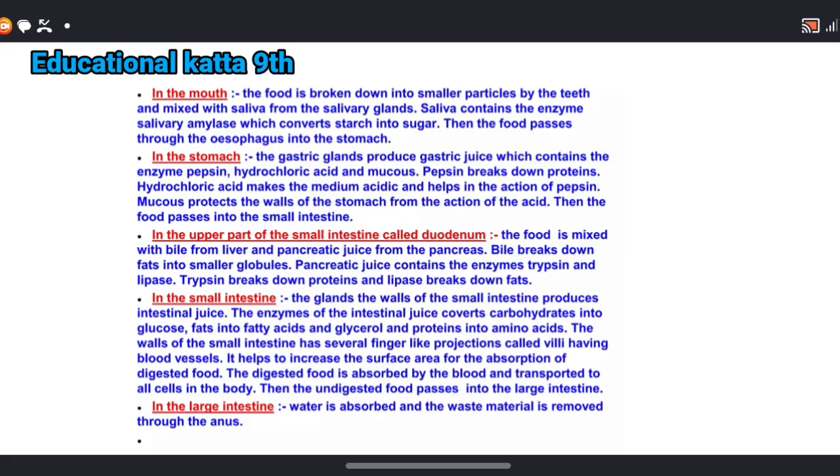Then we come to the small intestine. It is the longest part of the alimentary canal. Then why small intestine? Because its width, breadth is small, while the large intestine is short, okay.